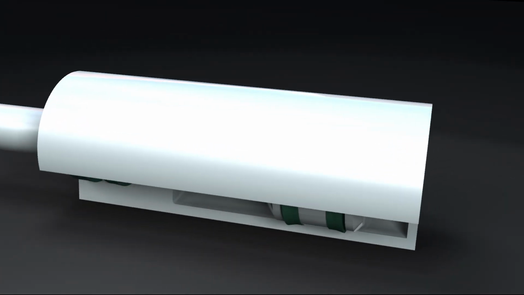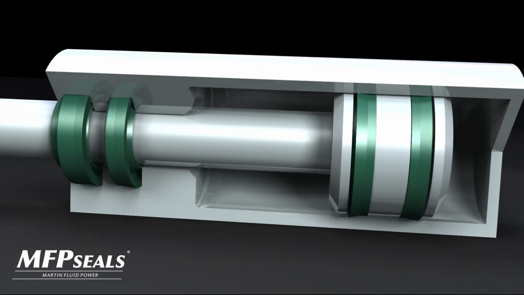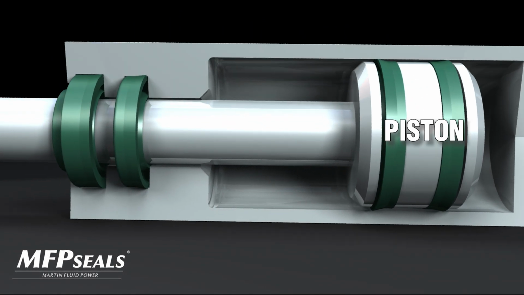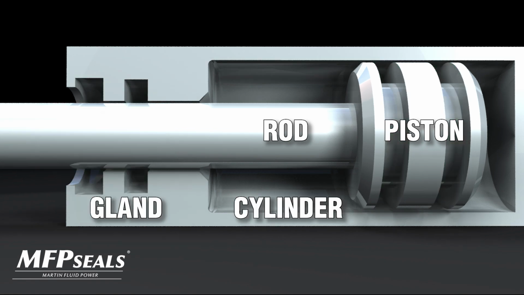All cylinders, whether pneumatic or hydraulic, have a few basic components that are the same in either format. These are the piston, the rod, the cylinder, and a gland, which holds the rod seals. The gland shown here is joined with the cylinder, but it is normally a separate component, made of steel or brass, that is threaded or bolted to the cylinder.